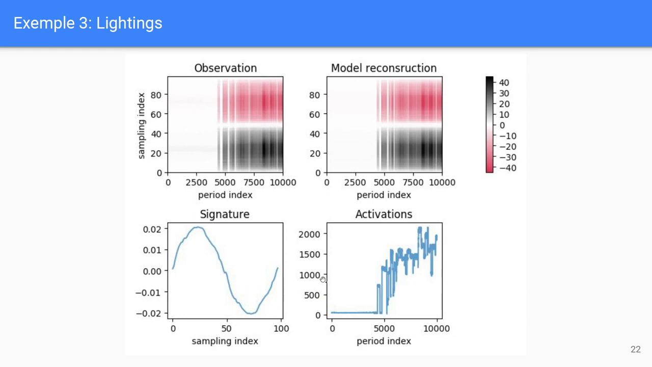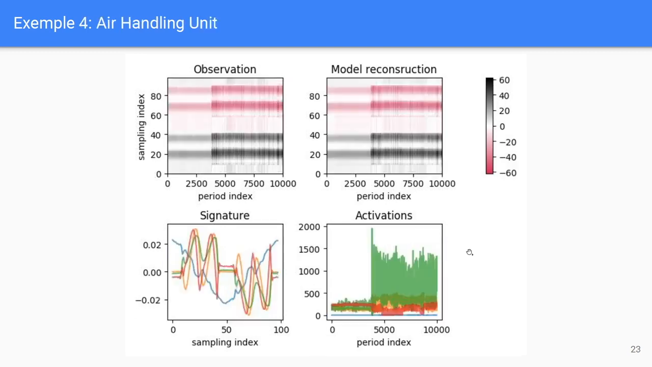And we see here that the activation is not constant anymore and is very variable. And finally, the most complex device we can see in nature is, for instance, this one, an air handling unit. The observation is also very varying. But here we can see that we need four signatures and four activations to reconstruct the observation very well. So it means that this device is very, very complex.